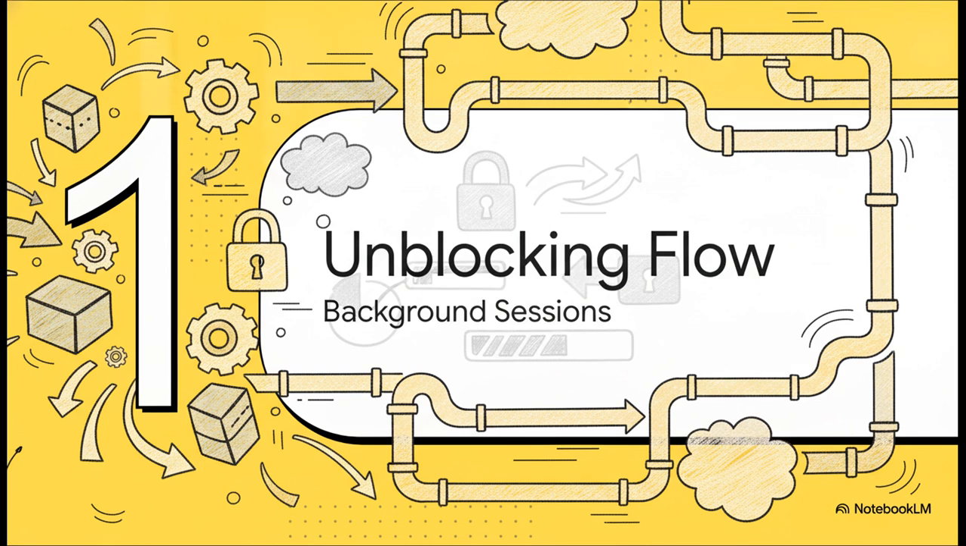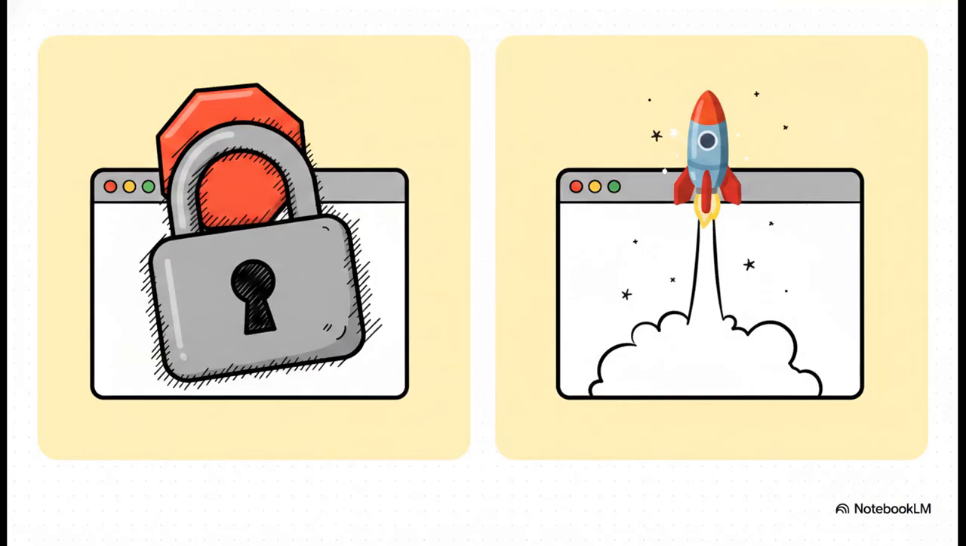Section 1. Unblocking flow. Background sessions. Okay, so this is arguably the biggest conceptual shift in the entire 2.1.212 release. Think back to the old way. Previously, using the /fork command launched an in-session subagent. And sure, it was helpful, but it completely blocked your main thread. You literally couldn't do anything else. But now, /fork copies your entire conversation into a brand new, dedicated background session.